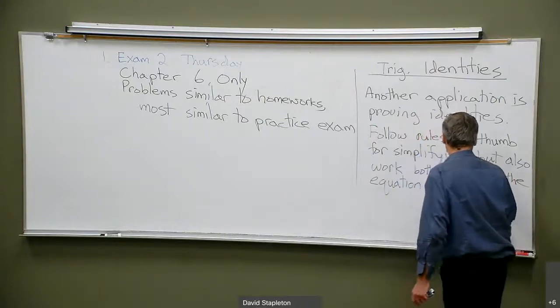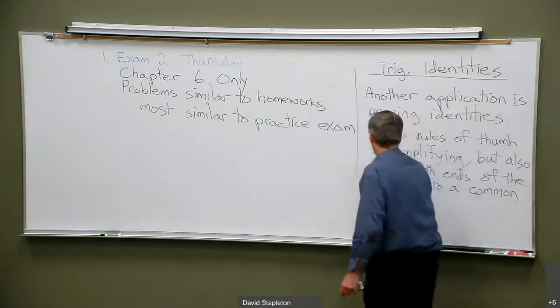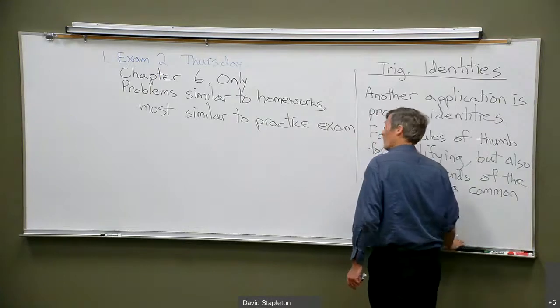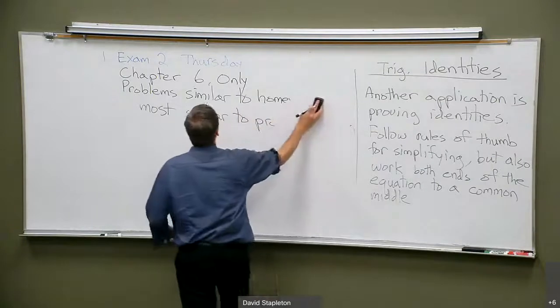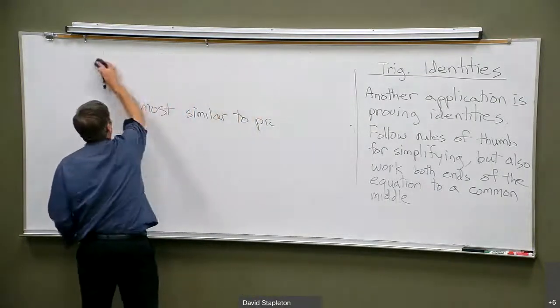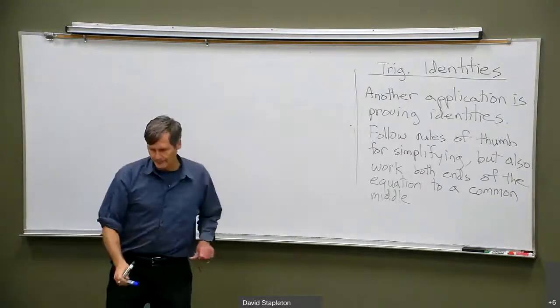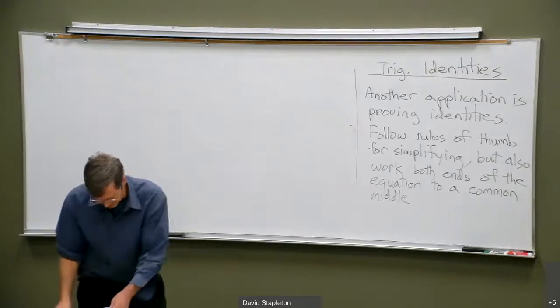Work both ends of the equation to a common middle, then you prove the theorem. So there's a whole bunch of things just to practice here, and I just want to show you with a couple of these that really it's just what we already did, simplifying, but working both ends of the equation towards the middle. So here's a nice example, and you've got some in problem 4 on the homework.